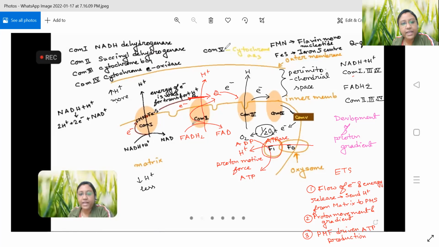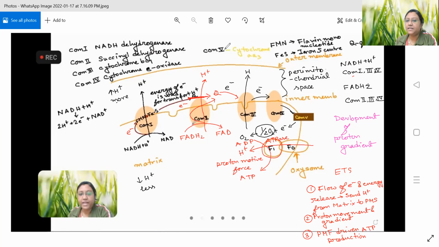Understood? वो कुछ नहीं करेगा, वो बस प्रोटॉन के मूवमेंट को चैनलाइज करेगा. F0 will act as a porin protein which will channelize the flow of proton, and F1 by using that energy which has ATPase will synthesize ATP.